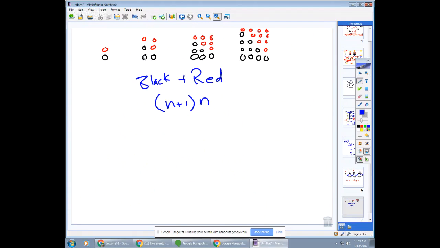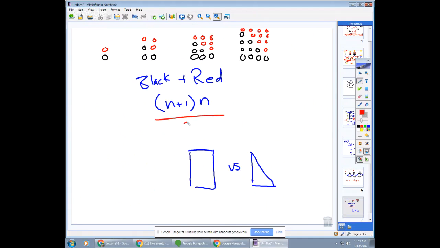What could I do to just get the black dots out of this formula? Get rid of that n? Almost, you're getting closer. It's the other end. Get rid of that end? Yeah. That won't do it. So how are these, the black, related to the whole thing? So let's take this picture right here. So I have this right here versus this right here. Half. There you go, it's half.